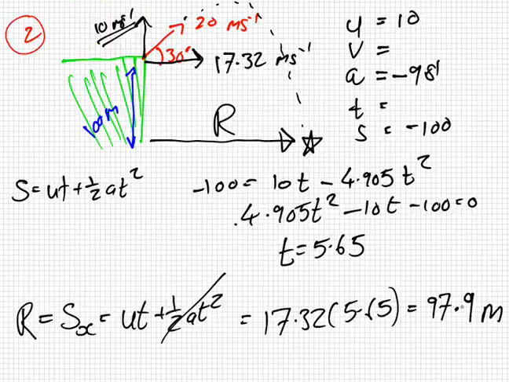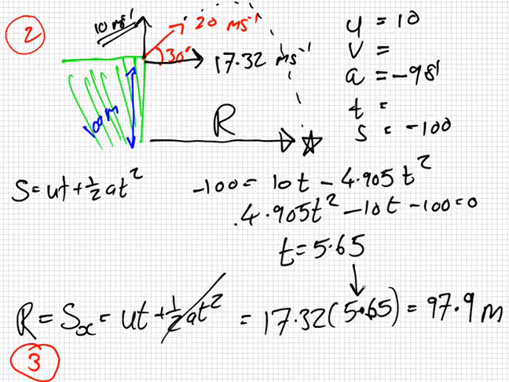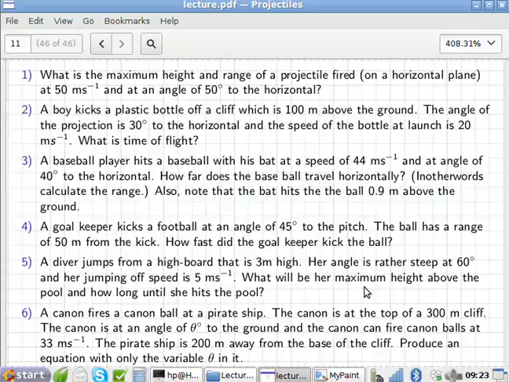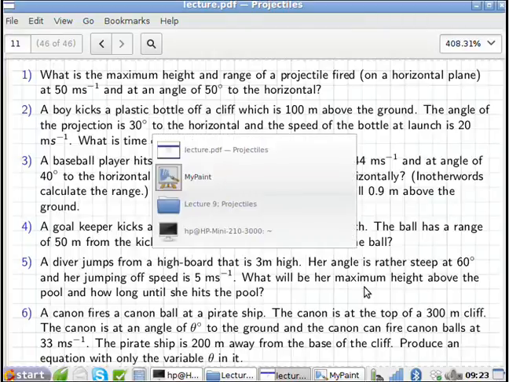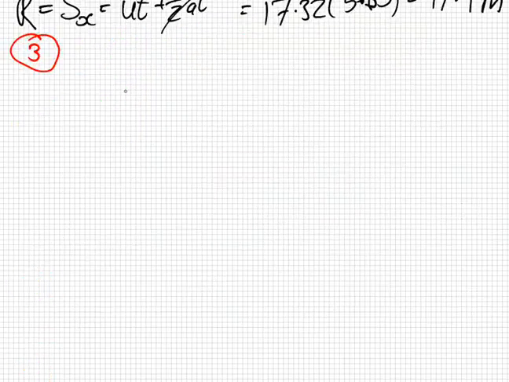If I look at the y, the ball's going to go up and crash down here. What's the u? 10. V, don't know. A, minus 9.81. T, we don't know. And S? Minus 100. I want the T, so which formula? How far it travels? Okay, so why is the U 10? Oh, vertical. So the starting is 10, isn't it? Vertically.